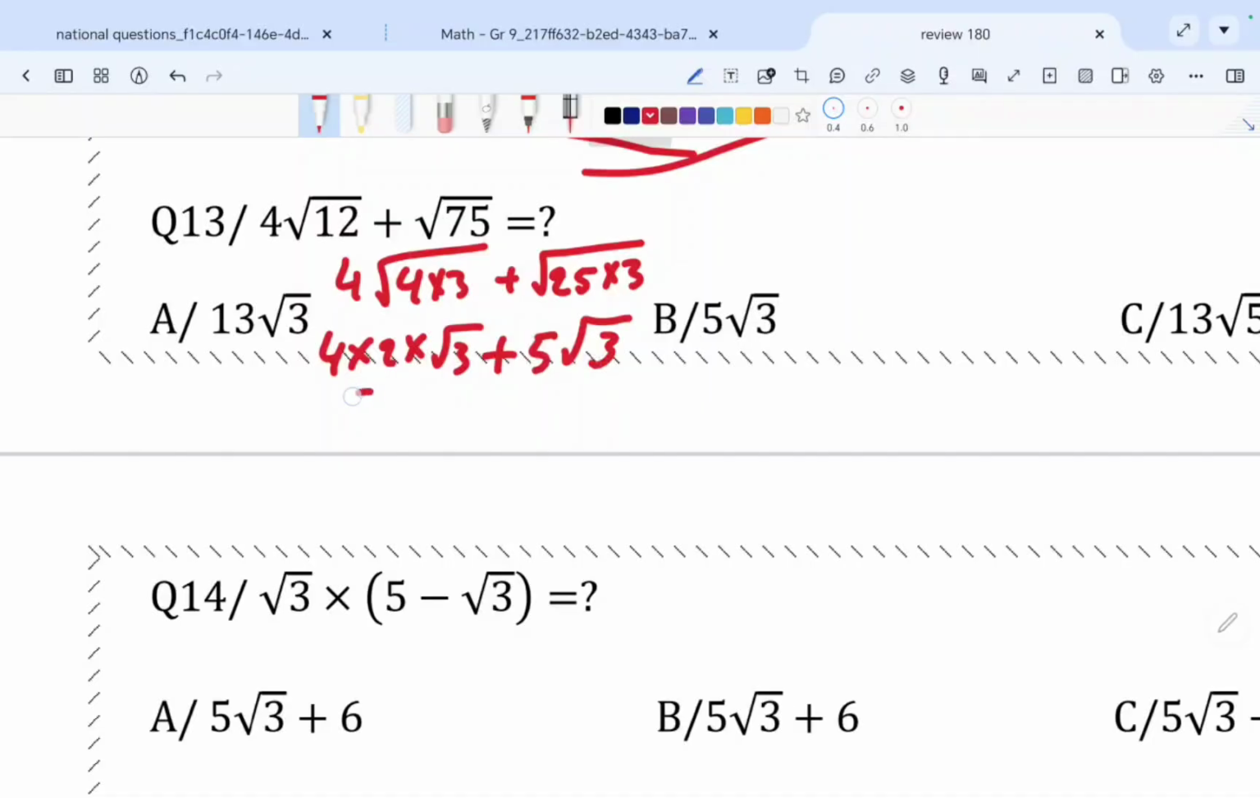Now 4 times 2, 8 square root of 3 plus 5 square root of 3. Can I add them? Yes, because you have the same square root. 8 plus 5 equals 13 square root of 3. Which one is correct? A.